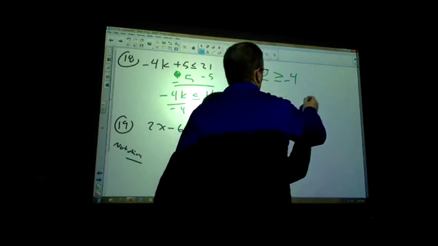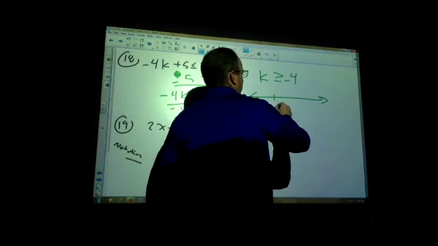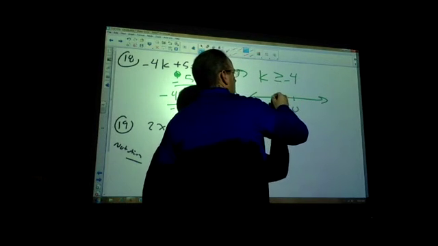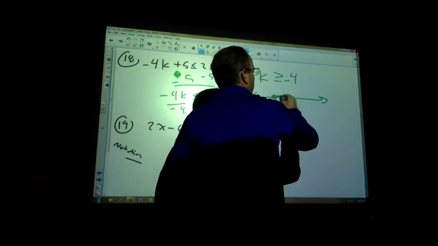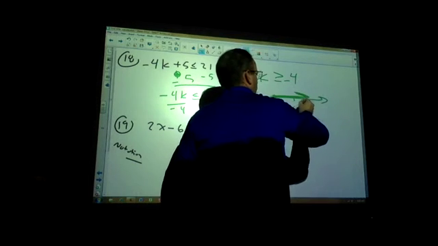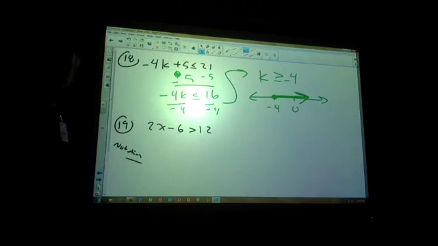If I put this on a number line, you have negative 4 here, you have 0 here. This is a closed dot, and it's shading to the right. Is that right? Yes. If you didn't have the equal sign, it'd be an open dot, correct?